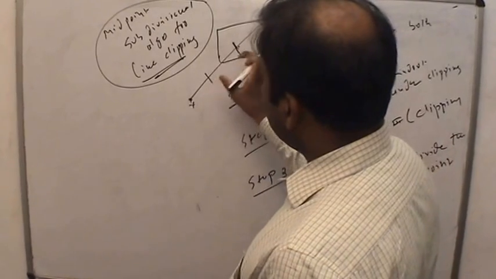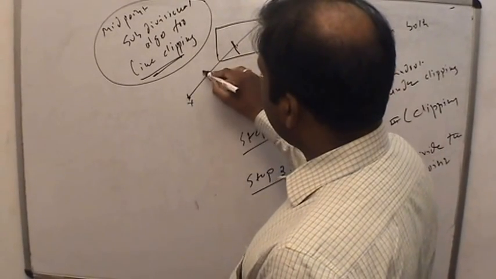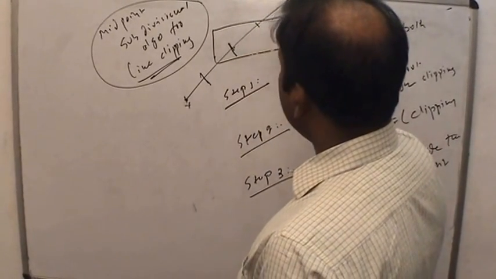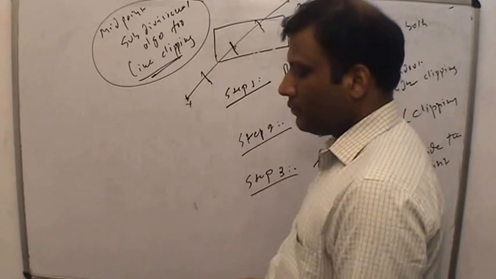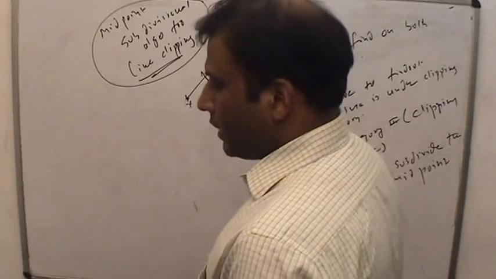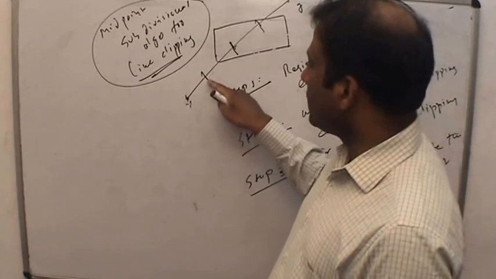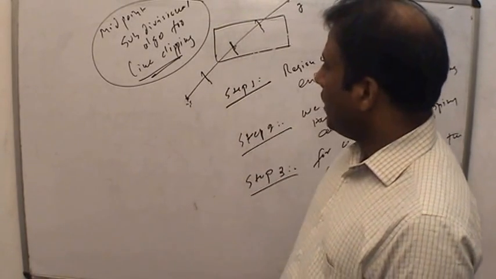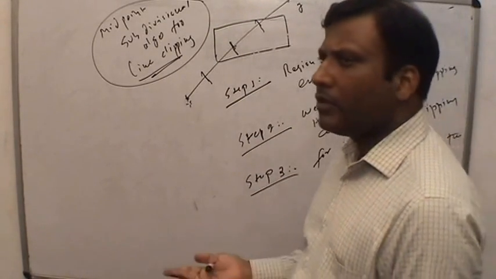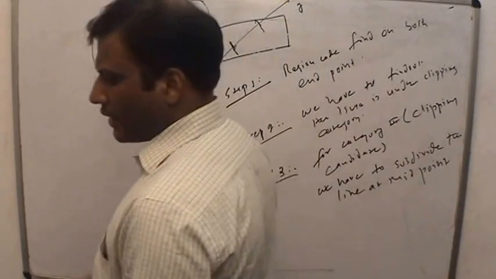When we subdivide the line at the midpoint, and we again subdivide the line at the midpoint, now we have line segments. Now we have various line segments, from start to end, start to end. We have 4 line segments, or it may be 5, 6, 7, or 8 line segments.